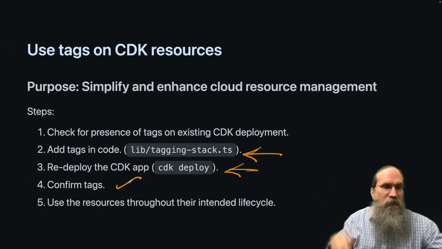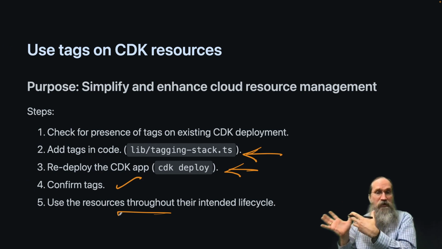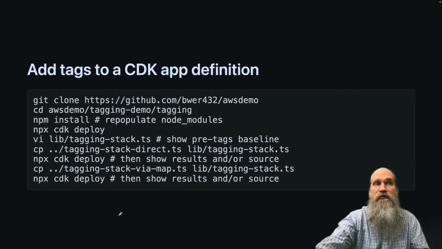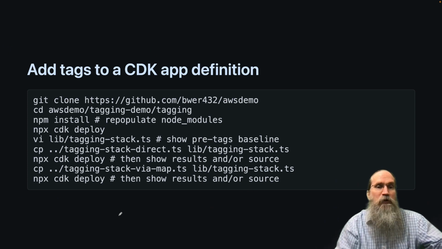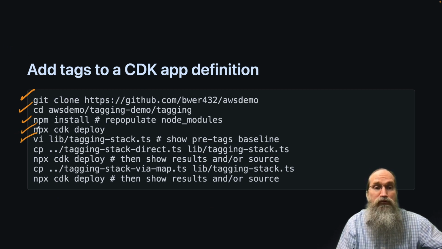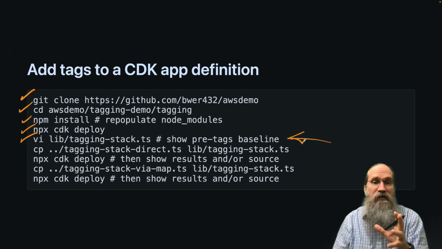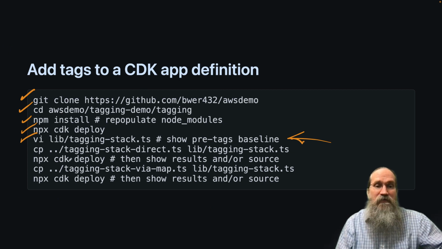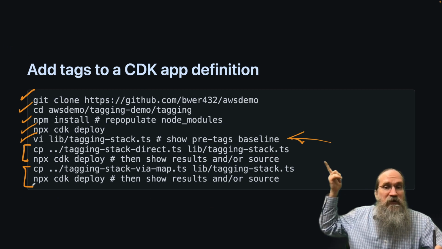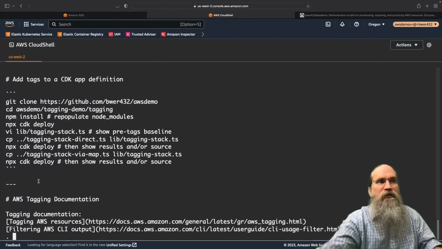So I'm going to kind of repeat those steps 2, 3, and 4. And then the reality in any real situation would be you could then track the resources using the tags throughout their lifecycle. Here's the actual steps that I want to show you. And I've already done the git clone, the cd, the npm install, and the npx CDK deploy. I also just showed you that pre-existing baseline of deploying the stack, the queue, without any tags. So I'm going to go through these two pair of steps, the copy of another version of this rather than having you mess around with versions in the Git repo, and we'll take a look here.